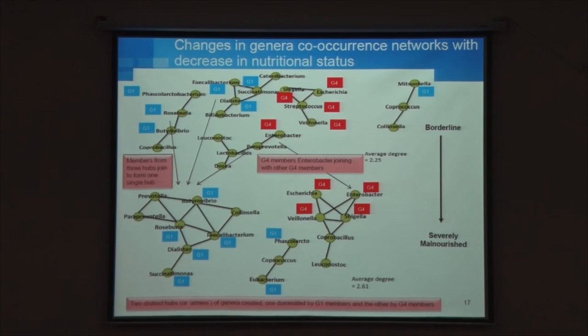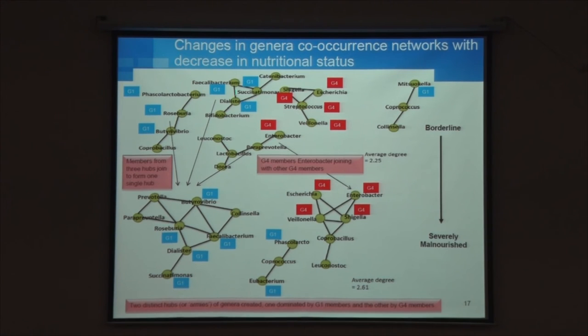And in the case of the severely malnourished, what comes out is that again, members from these three groups join together, and there is a clear group with G1 and one group with G4. What really came out from this study was that there are two groups of armies, but this dominated in the severely malnourished over the healthy one.